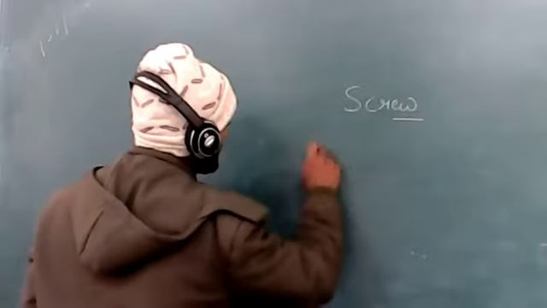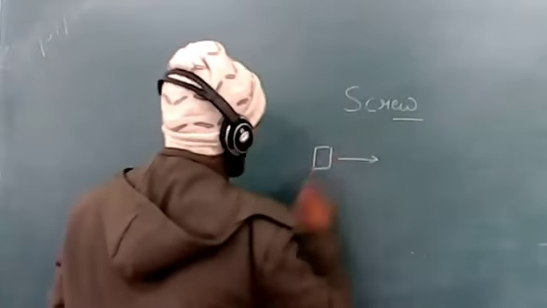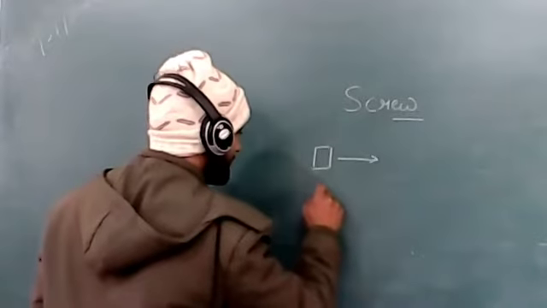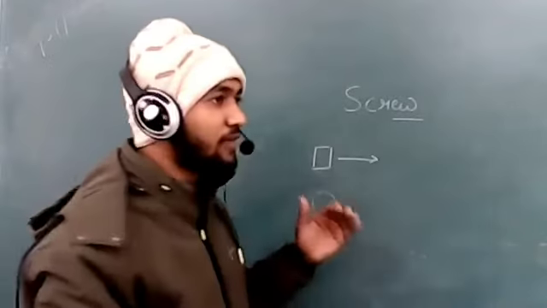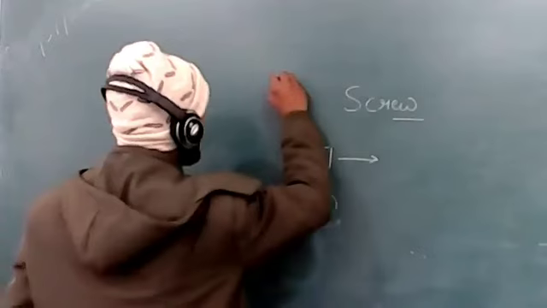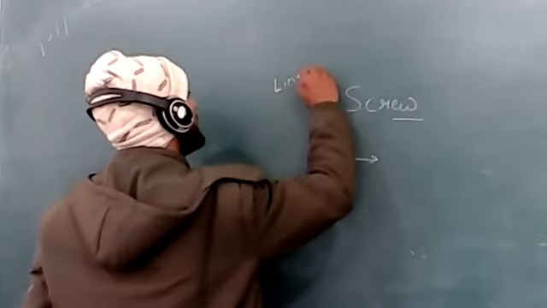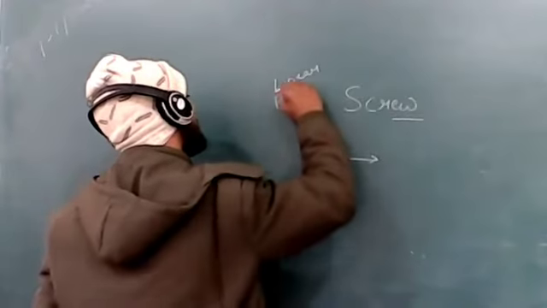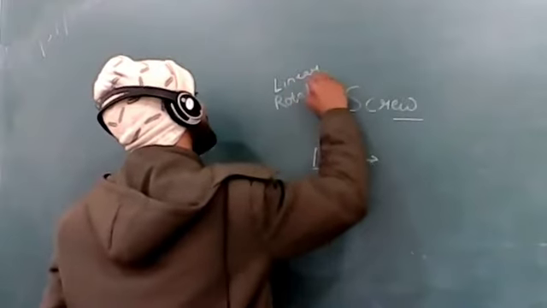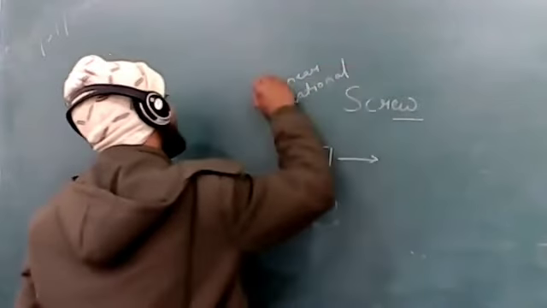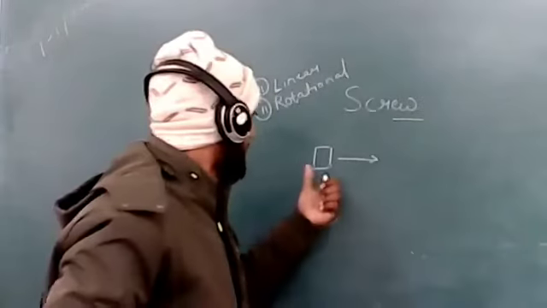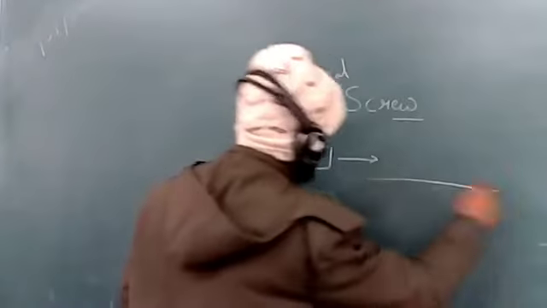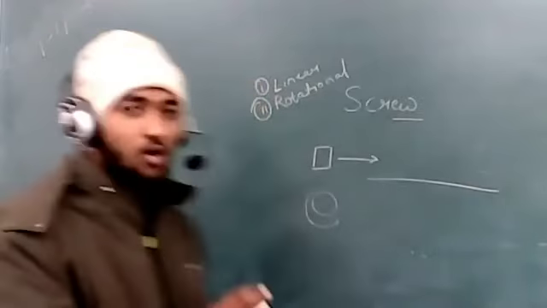Suppose something is moving, and something is rotating. So if something is moving, there are two types of motion: linear and rotational. One linear, second rotational. Just tell me, if something is moving in a straight line, which type of motion will it be, linear or rotational?